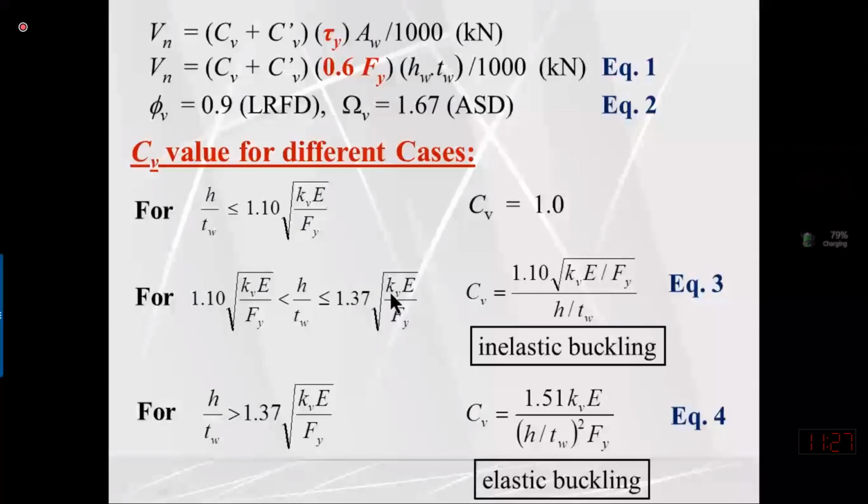Because CV value is also directly proportional to the KV value. So what we can say is that CV value is also, to a certain extent, a function of spacing of stiffeners. Because KV value is 5 if we are not providing intermediate stiffeners, the minimum value of KV will be 5. KV value will be larger if we are providing intermediate stiffeners. So for an unstiffened web, KV value will be equal to 5. So let me make it KV.